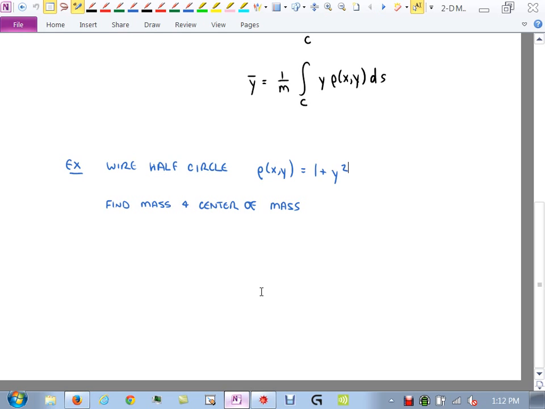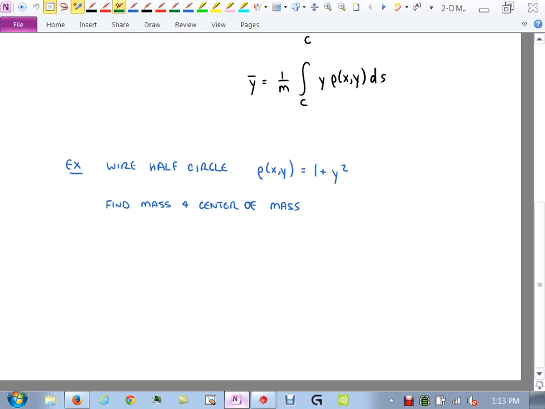I thought it would be cool to show you how quickly you could do a problem like this if you have a computer. All right? So let's first set this up. We have a wire that's in the shape of a half circle, and its density function is 1 plus y squared. So the density of the wire is a function of its y coordinate.